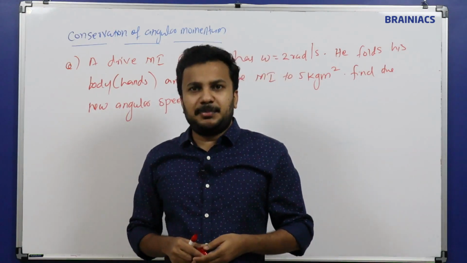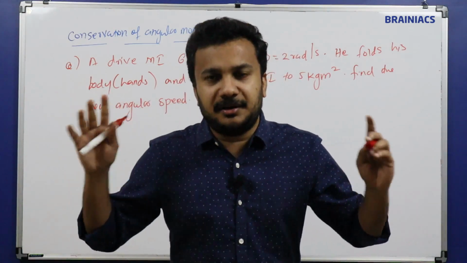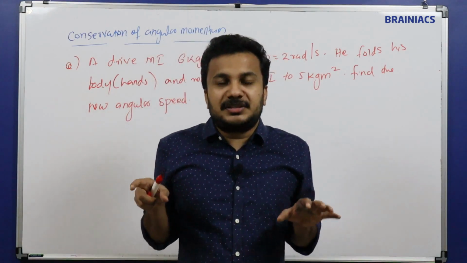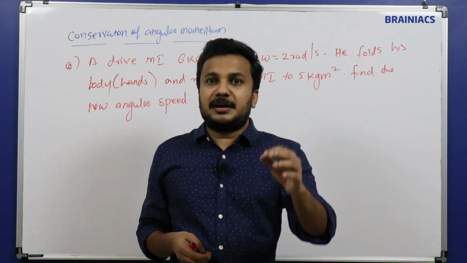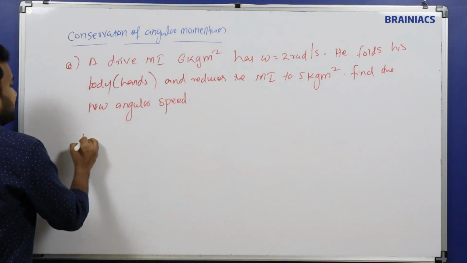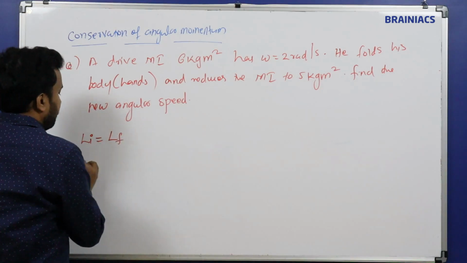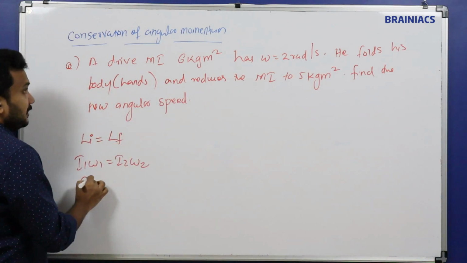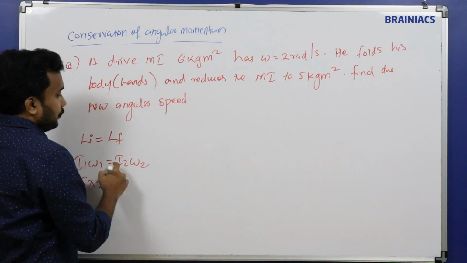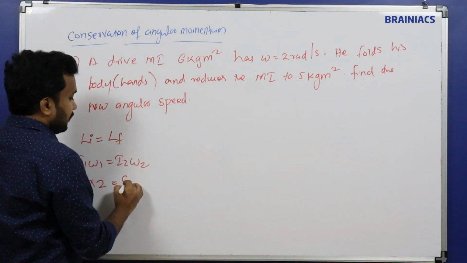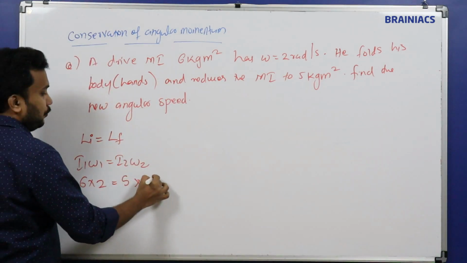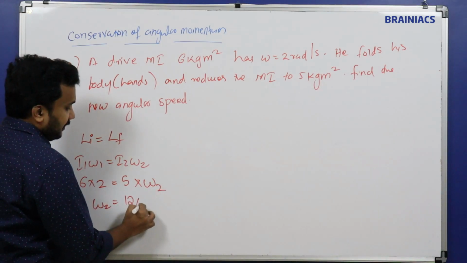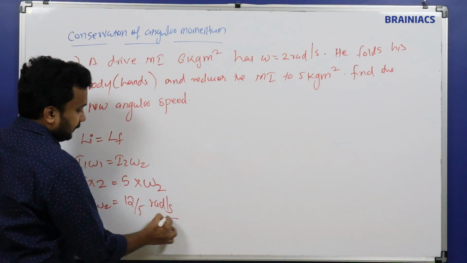Are any external forces applying? No. He is simply rotating with an angular speed of 2 radians per second. After some time he folds his hands. So this is the best example of conservation of angular momentum. Initial angular momentum is equal to final angular momentum: I1 omega 1 equals I2 omega 2. I1 is 6 and omega 1 is 2, equal to I2 omega 2. The moment of inertia is reduced to 5. What will be the new value of omega 2? Omega 2 has to be found out. Omega 2 is equal to 12 divided by 5 radians per second.